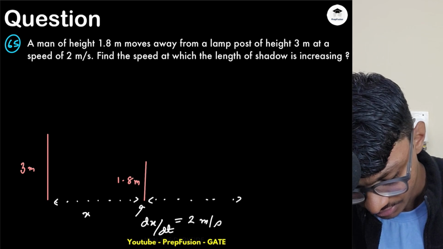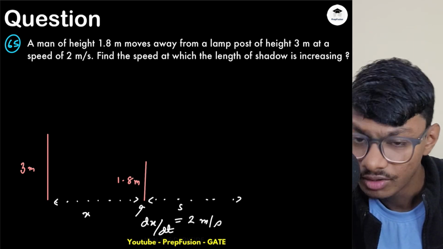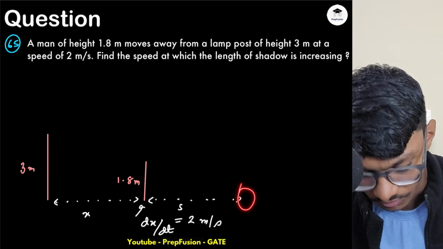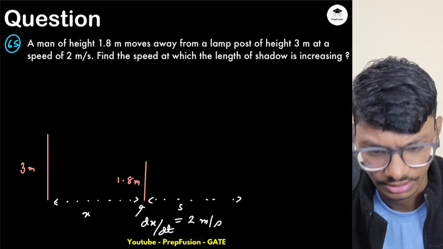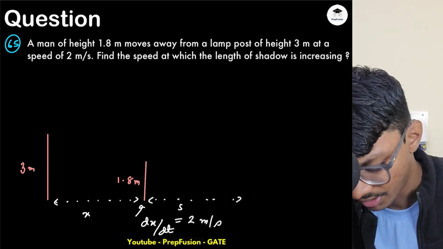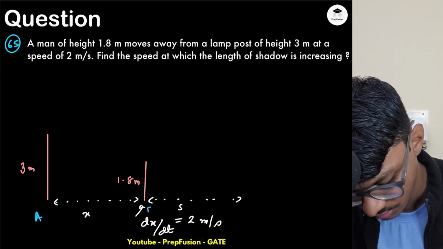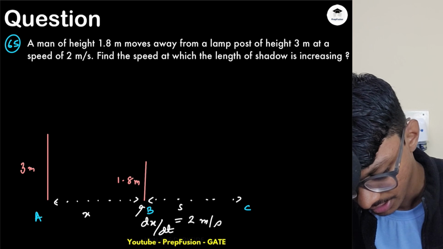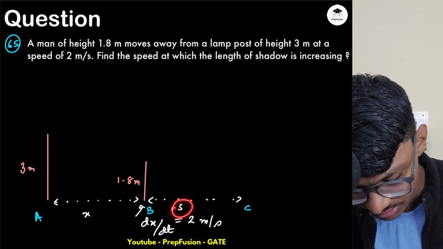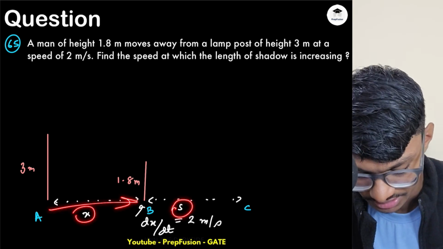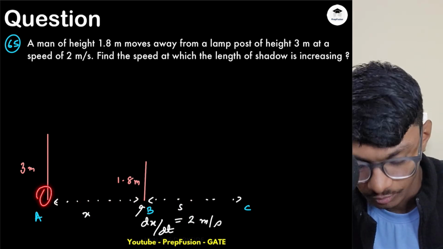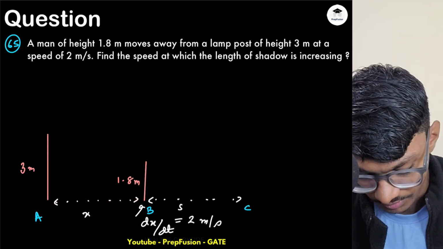Shadow will be in front of us. Now I don't know what is the length of the shadow. I will mark some arbitrary points, like this is A, B and C. This S is the length of the shadow, and this X is the distance between the lamp post and the man. These are the few points you have to keep in mind.